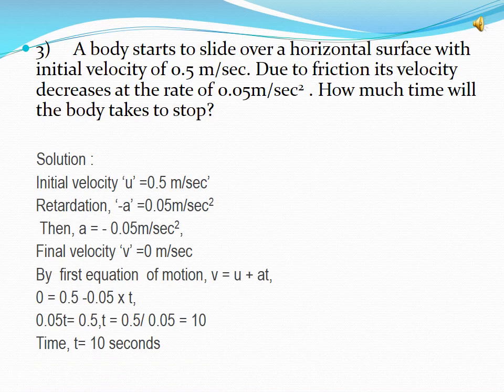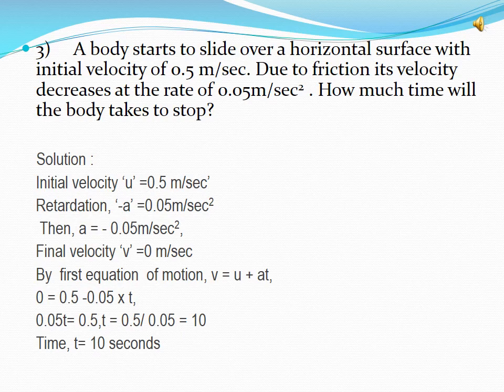The third question is, a body starts to slide over a horizontal surface with initial velocity of 0.5 meter per second. Due to friction, its velocity decreases at the rate of 0.05 meter per second square. How much time will the body take to stop?